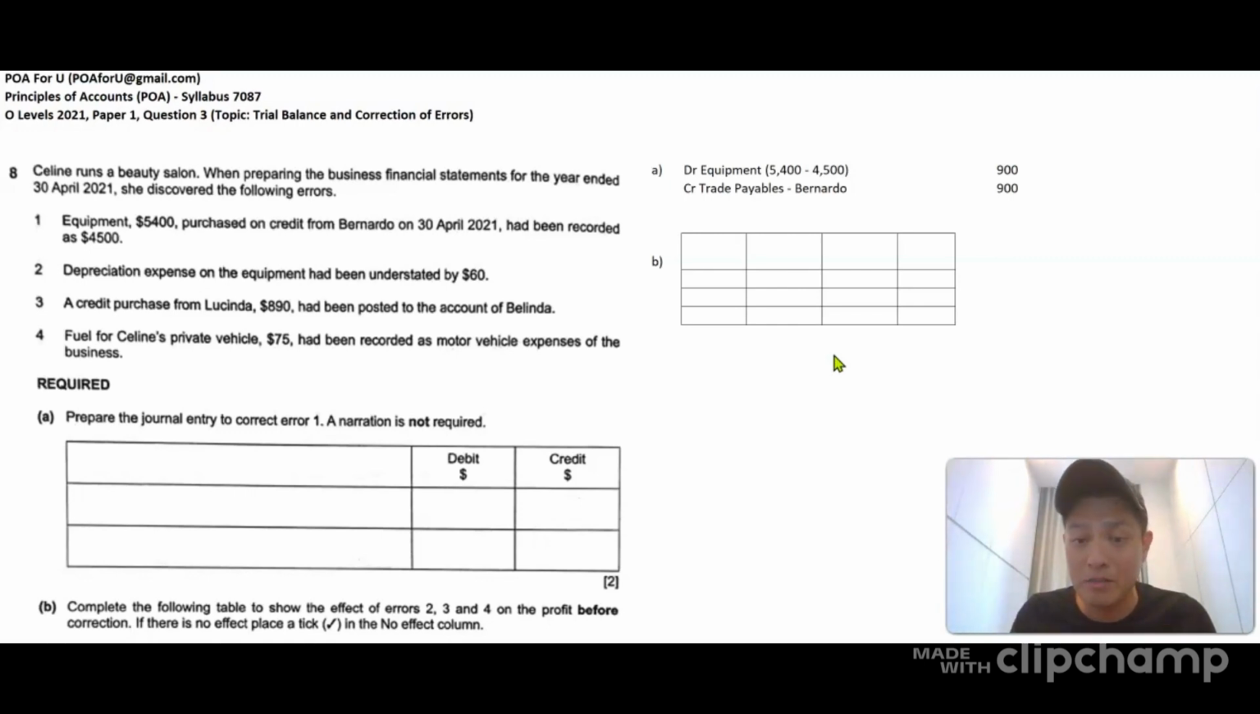And trade payables, similarly, it's credit in nature. It's a liability, like all liabilities are credit in nature. And because you bought something on credit, it means that you owe Bernardo more as a result of this transaction. If you want to signify that you owe more of trade payables, then you have to credit it because it's credit in nature.